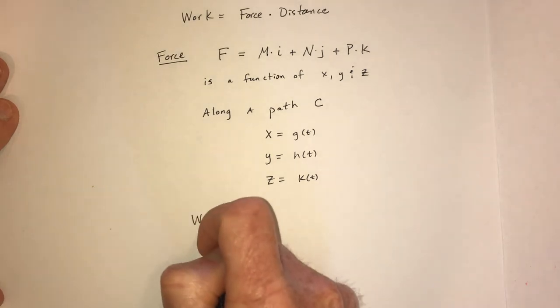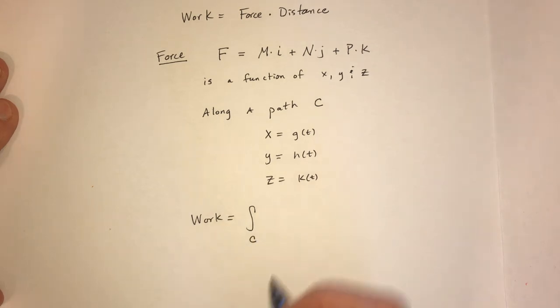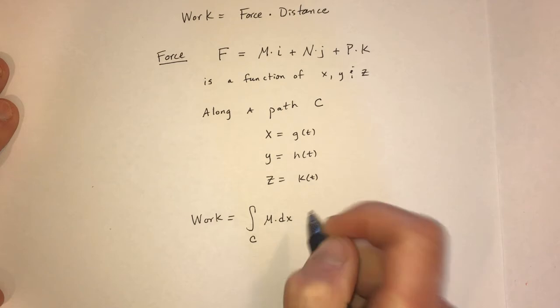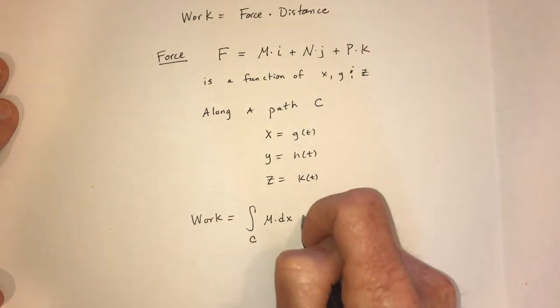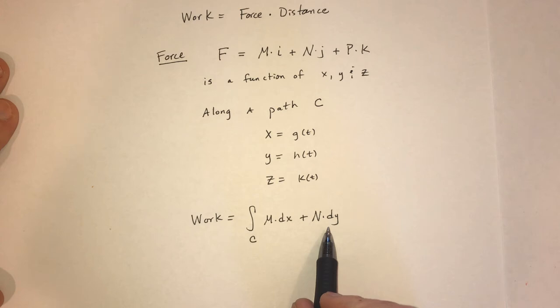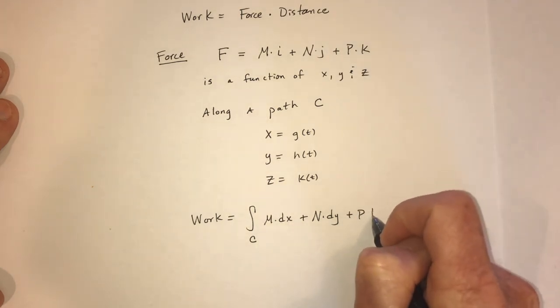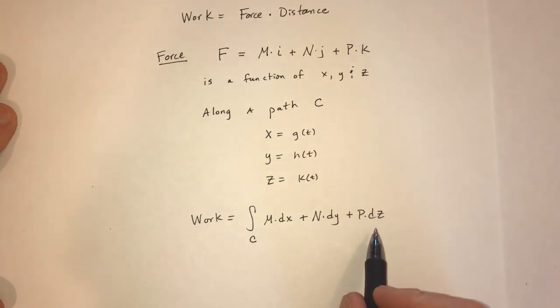So then the total amount of work is going to be integrate along the path C, m times dx, because m is the x information, so this is measuring how much work is being done in the x direction, and then n times dy, so that's going to give you the amount of work in the y direction, and then p times dz, the work in the vertical direction.